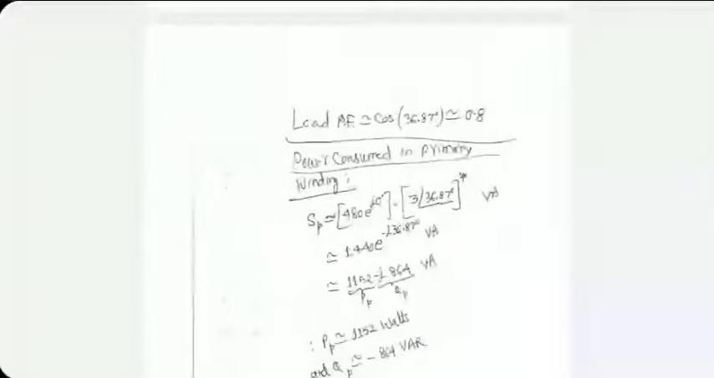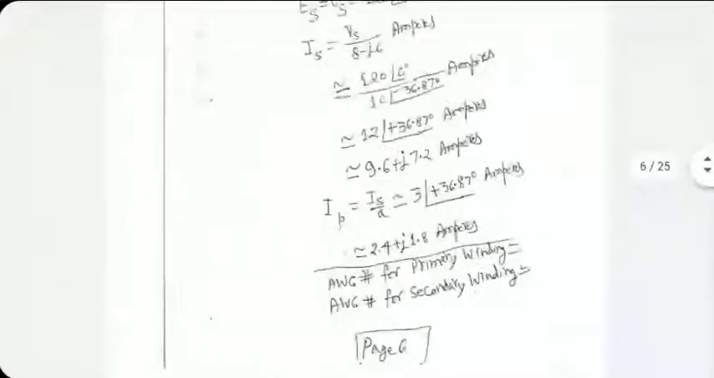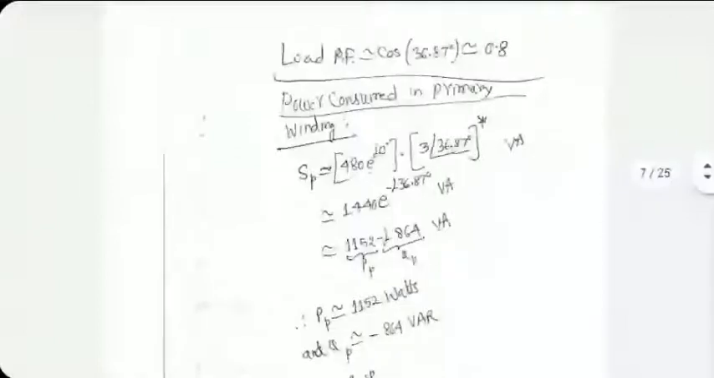Now power consumption will be slightly different. Now power factor will come into the picture. In the primary winding, VP and IP are not in phase. They have 36.87 degrees phase difference. So cos of 36.87 degrees will get into the picture.